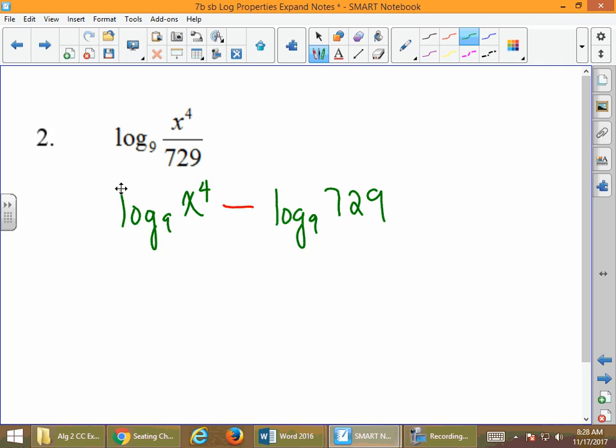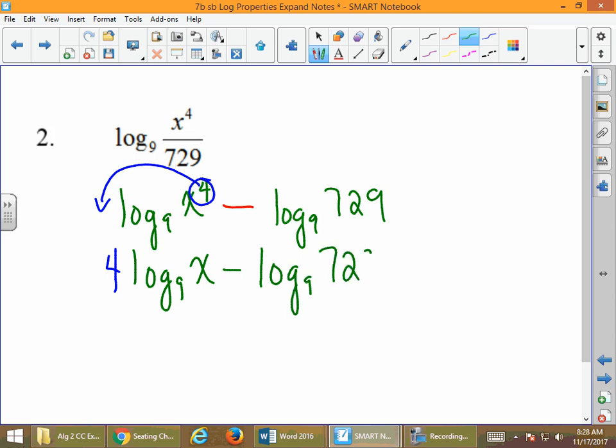But in the first problem, we did the product property and we did the quotient property. This one, we've got an exponent now on that first term. Log base 9 of x to the 4th. So we're going to use the power property. What the power property says is, if we have an exponent, we can take this value and rewrite it as a coefficient. So this is going to become 4 log base 9 of x minus log base 9 of 729.